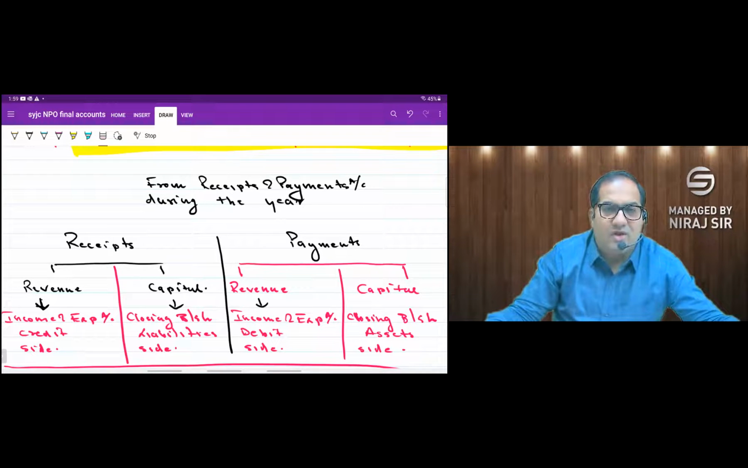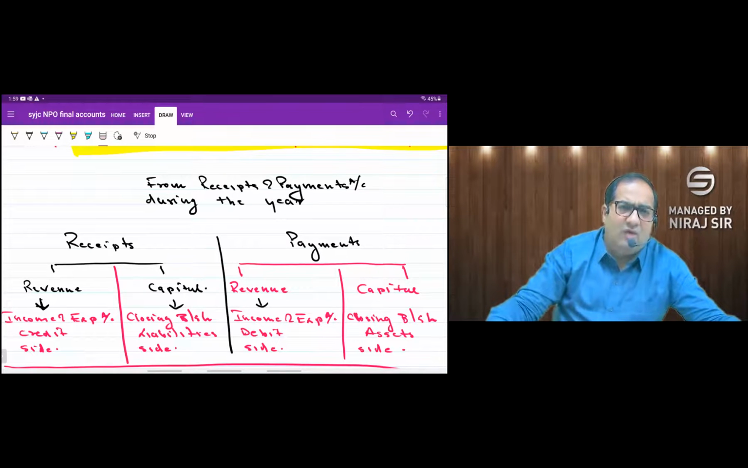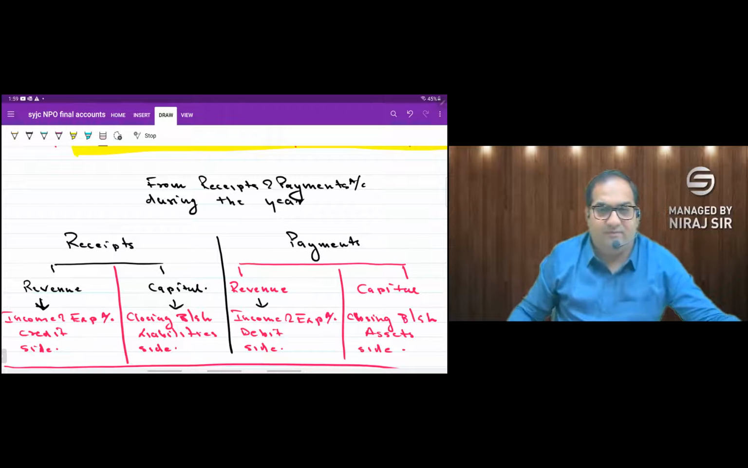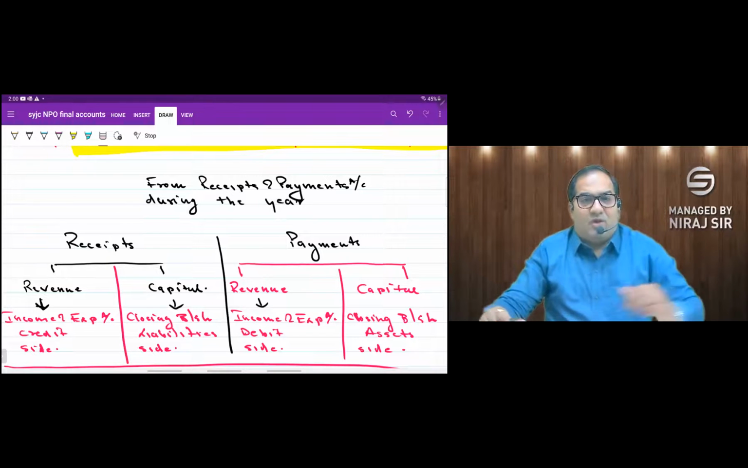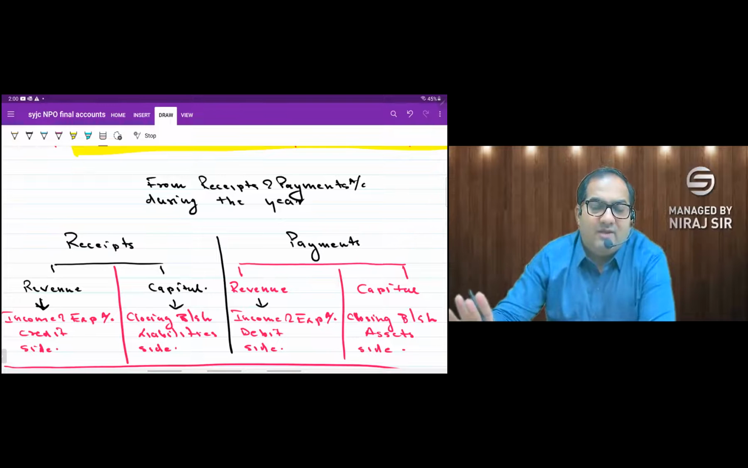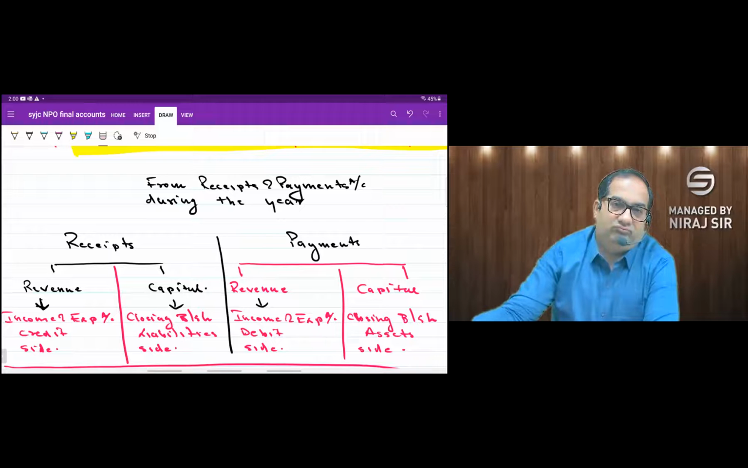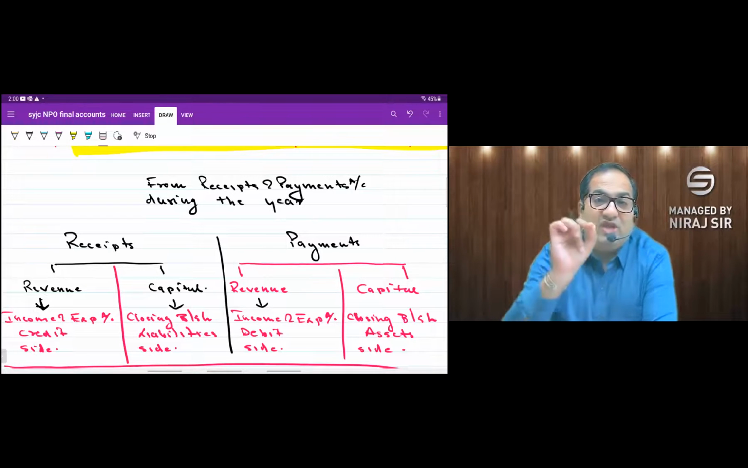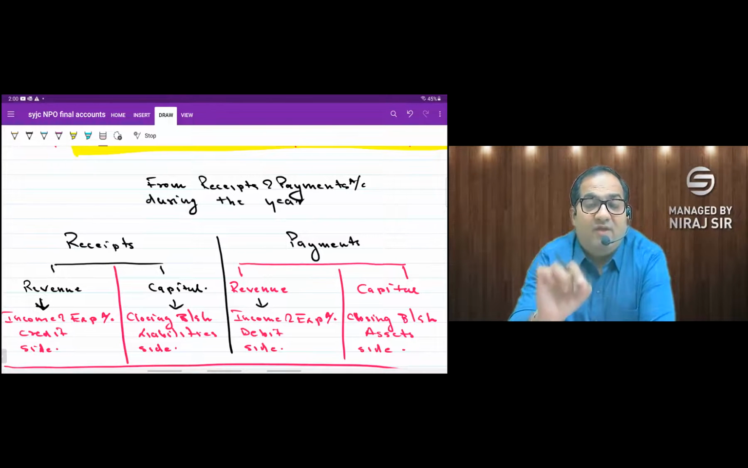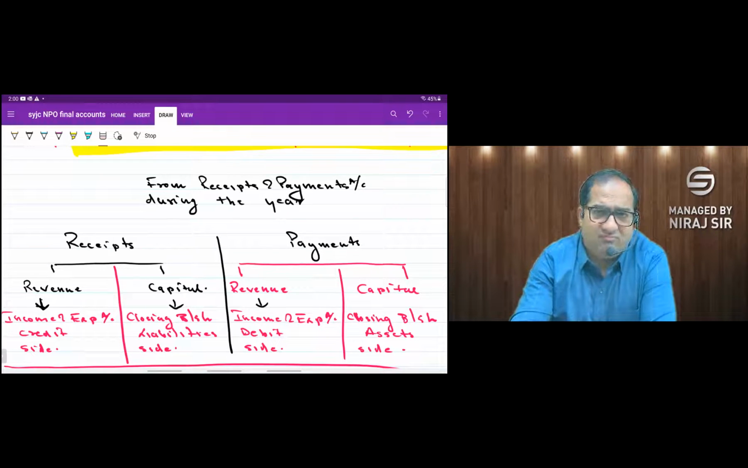Correct? So is the receipts and payments account a combined cash flow? Of course, yes. Now, concentrate a little. You know it very well that receipts are of two types, revenue and capital. Now you will ask me, sir, what is a revenue receipt? Any receipt which is recurring in nature, which keeps on occurring again and again. Fees, subscription, interest, dividend.